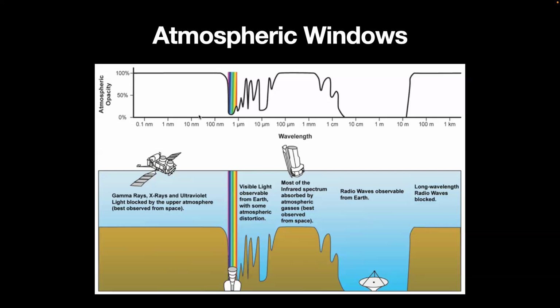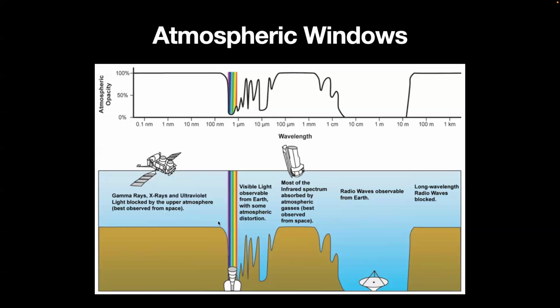And you can see here, gamma rays, X-rays, and most of the UV are 100% blocked by our atmosphere. We have a little window right here for visible light. Then we're back to the infrared where it's pretty much always 100% blocked. Then we have a massive window for radio waves, so we can do radio astronomy easily from the ground, except for really long wavelengths. That is also blocked.